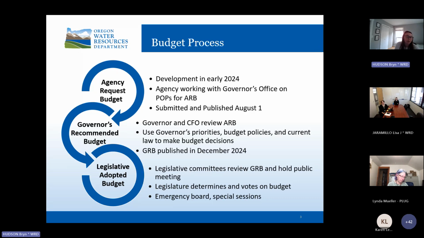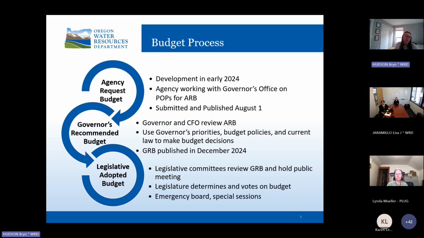So we are currently working with the governor's office right now on policy option packages or new investments for the agency ARB. And that typically, once we have the ARB submitted and finalized, serves as options for the governor to consider in her governor's recommended budget. So the GRB is typically published in December and often pulls from the agency ARB as well as the governor's priorities. And it also considers things like revenue projections and a balanced budget. So that's how the agency request budget funnels into the governor's recommended budget.